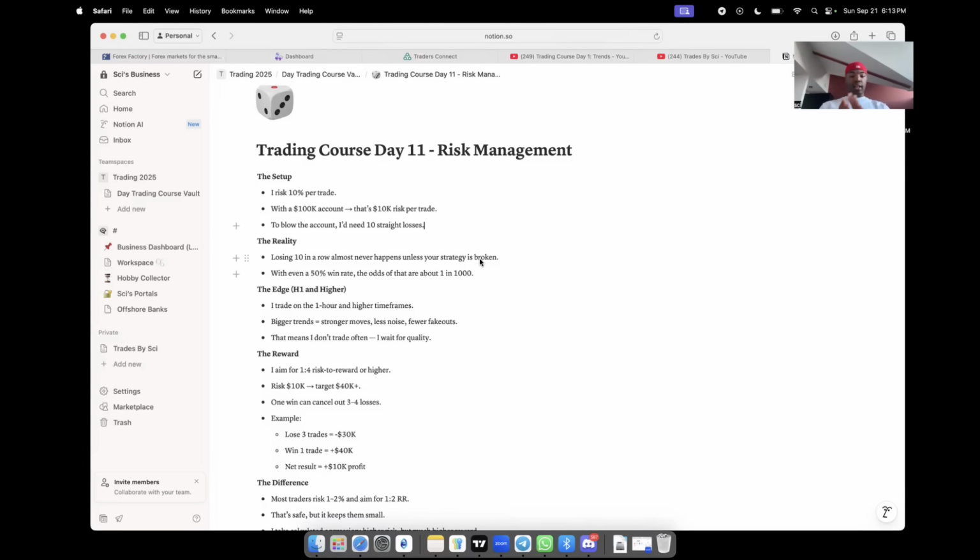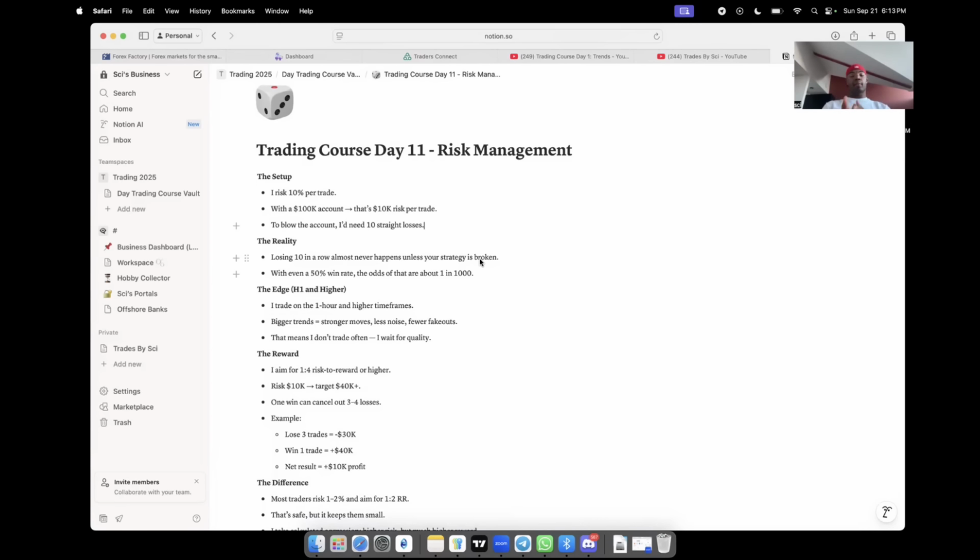Anyways, your strategy is broken. With a 50% win rate, the odds of losing 10 in a row is also 1 out of 1,000, right? Like it will literally be nearly impossible for you to lose 10 trades in a row if your strategy worked. If it didn't, I can see it happening.